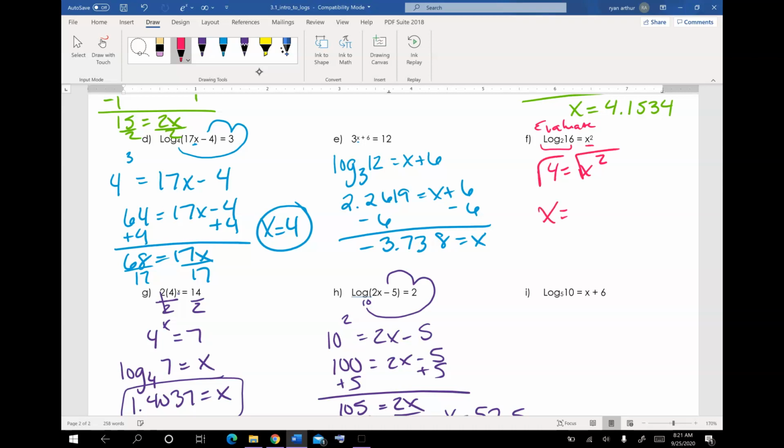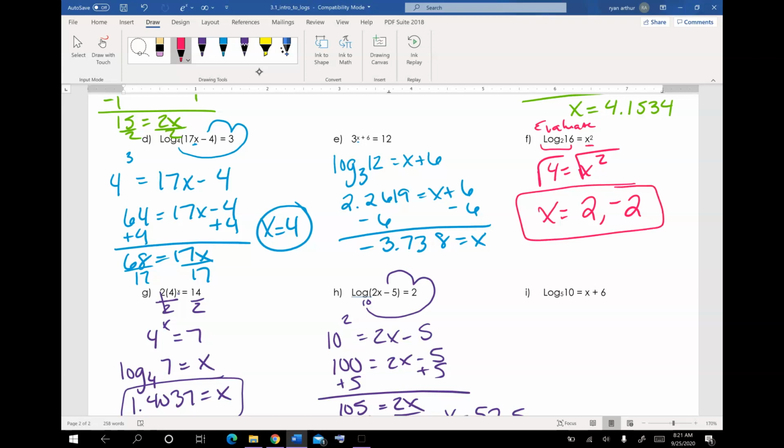Now, here is where you might get it wrong. X squared means you have 2 answers. The square root of 4 is positive 2 and it is negative 2. It gets y'all every time. Y'all forget that second number. If it is a squared, there should be 2 answers.